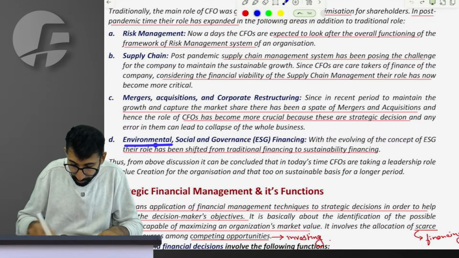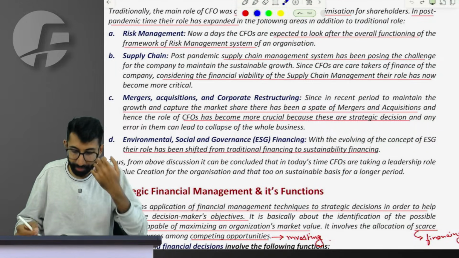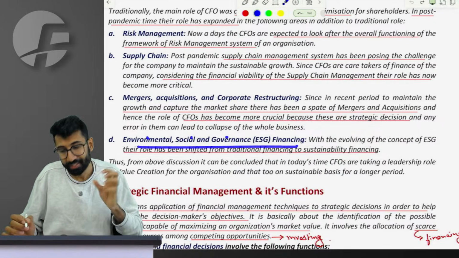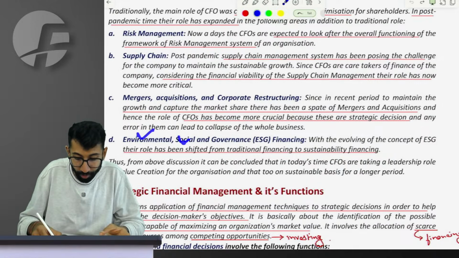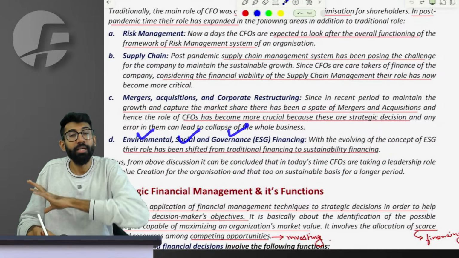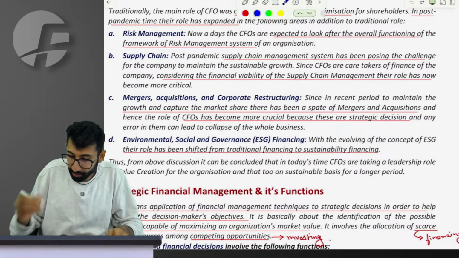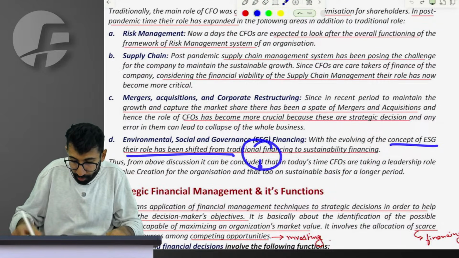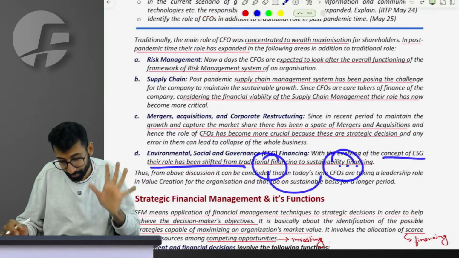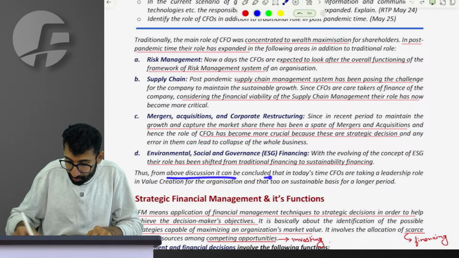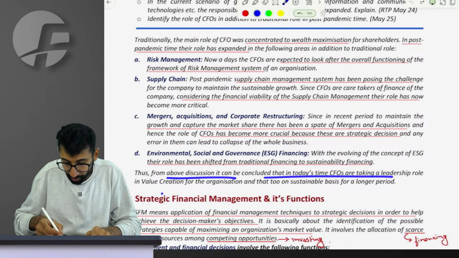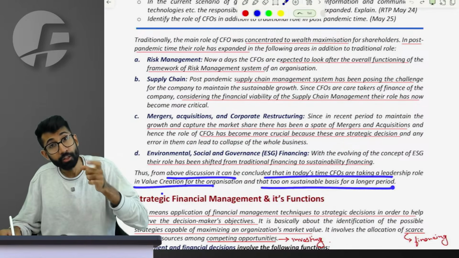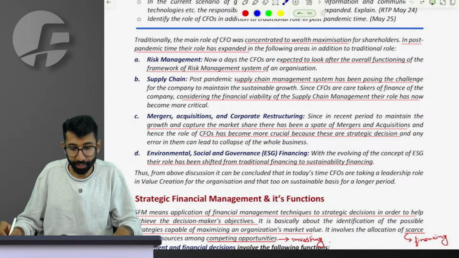Sir, environmental, social, governance. You know that now there is a requirement for financing which is environmental, social and governance. ESG factor: you have to take care of the environment, you have to take care of society in general, and you have to take care of transparency, the governance within the company. Sir, with this concept, there has been a shift in the role of the CFO from traditional financing to sustainability financing. So with this discussion, it can be concluded that CFOs are taking a leadership role in value creation, and that too on a sustainable basis for a longer period of time.